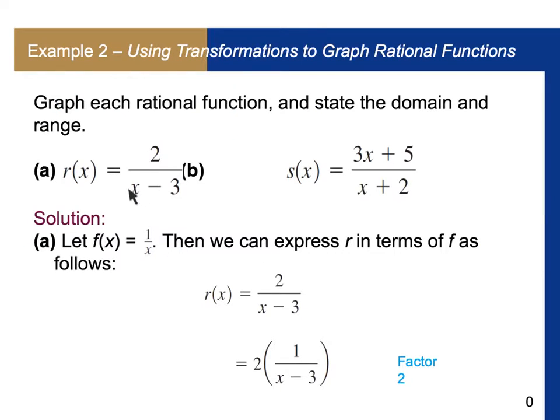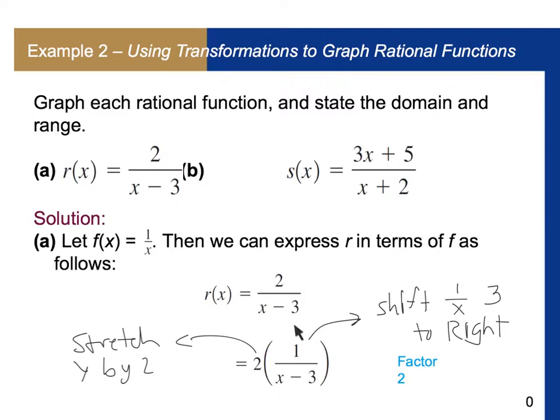Okay, let's start with our first example. R of x equals 2 over x minus 3. Okay, so this is linear, right? Because this would be y equals 2, a horizontal line. This would be a linear as well. Okay, so we start with 1 over x. Okay, and then we can write r in terms of this f of x equals 1 over x by doing this. First of all, we factor out the 2, okay? Because if you factor out the 2, then you have 2 times 1 over x minus 3.